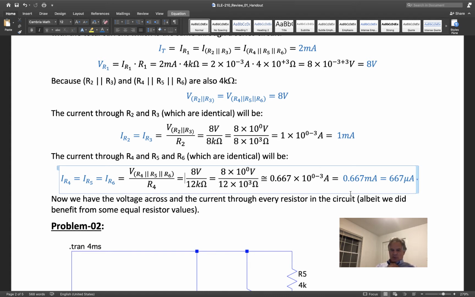And if you're being real strict about the scientific notation, this answer is typically acceptable. People don't mind 0.667 milliamps. If you are being strict about engineering notation, you would go to 667 microamps, because this is a number between 1 and 1,000, and then micro is 10 to the -6. So you've got an exponent that's a multiple of 3.